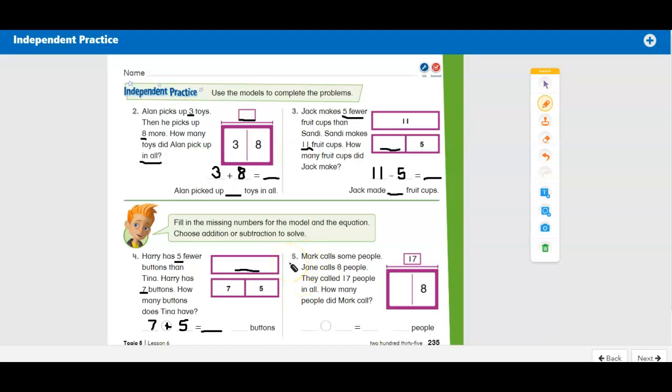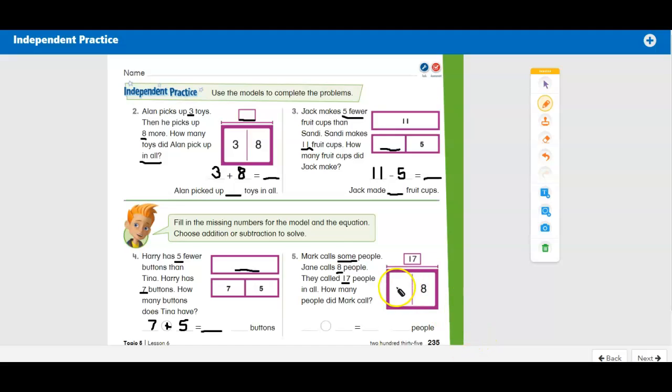Our last problem on this page says Mark calls some people. Jane calls 8 people. They called 17 people in all. How many people did Mark call? So we take the information from our problem and put it into the model. It says that Mark called some people. We don't know how many exactly. Jane called 8 people, and they called 17 people total.